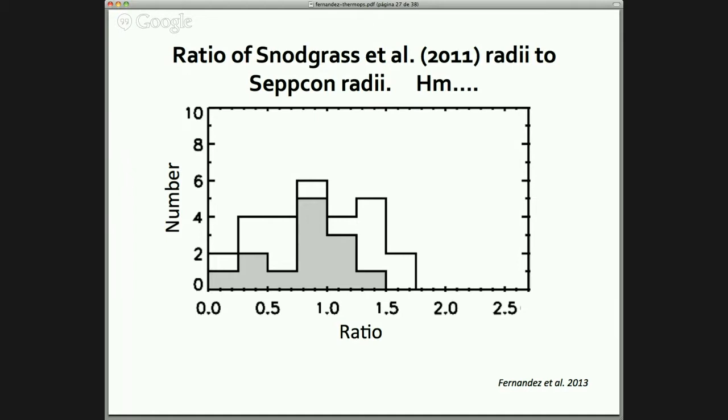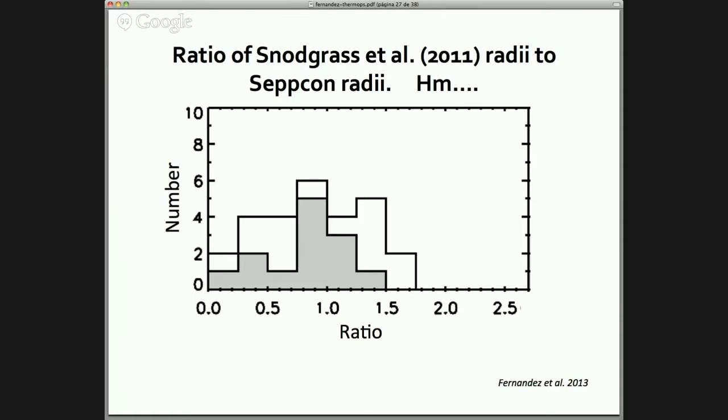So the gray histogram only includes the nuclei in SEPCON that were bare. They didn't actually even have to have any extraction, right? They were just bare nuclei, and we measure them. On some level you'd think that maybe these would be the most reliable ones, but there's a big ratio here. There's some nuclei that we found that were bigger than what Snodgrass et al. published. There's some that are smaller than what Snodgrass et al. published. So the reason I show this, and this is something we put in the paper.